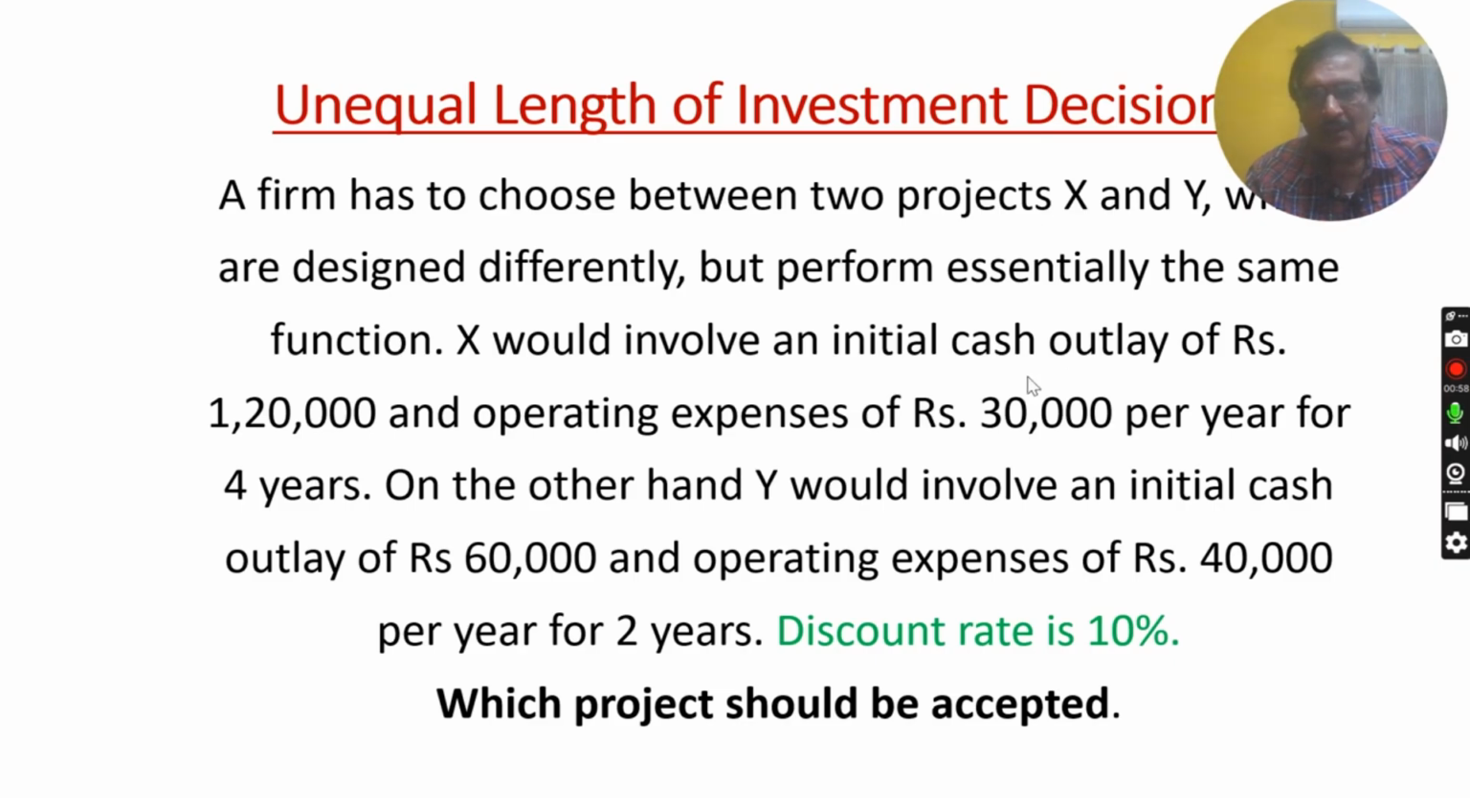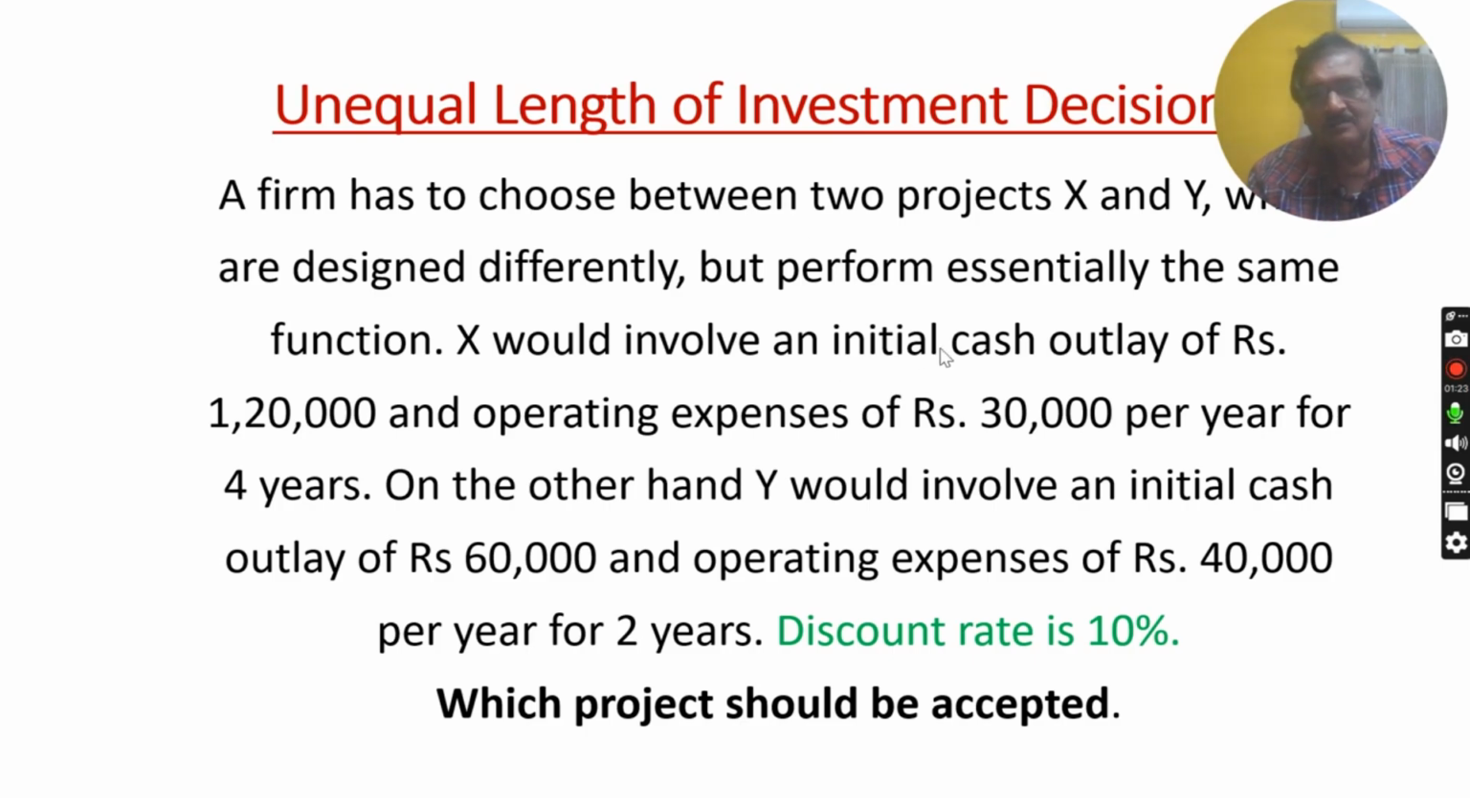That means the length of the project or plant or machinery, you can say, is different. One is for 4 years and another investment is for 2 years. Discount rate for this problem is given 10%. The problem is which project should be accepted.